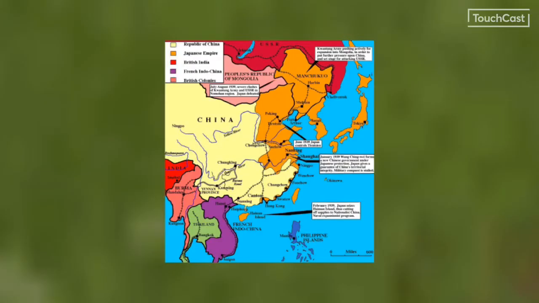In Asia, you have Japan taking over the area of Manchukuo. It used to be Manchuria. And we've talked about this map in class. If you have any questions, email me.